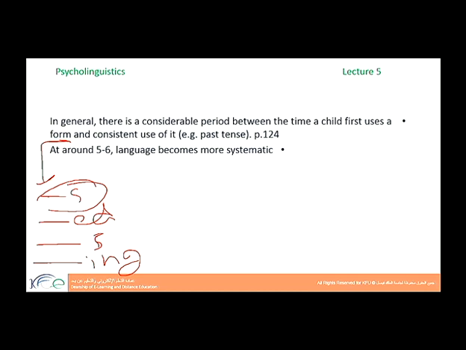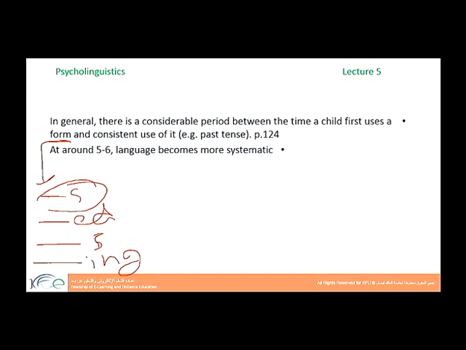So yes, first of all, when the child starts using a form like ed, that child might not use it all the time correctly. The child is going to spend some time making errors with that ed or with that plural s. And then maybe after 6 months, 7 months, whatever, the child will be able to use it correctly all the time.